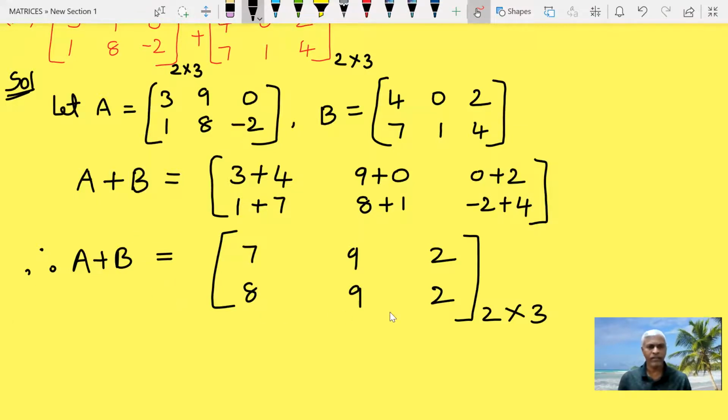The resultant matrix is also of the same order. So you should remember what is addition of matrices. We add 2 matrices when they are of the same order, and the addition of 2 matrices will be the addition of corresponding elements in both the matrices, and will give a matrix of the same order.